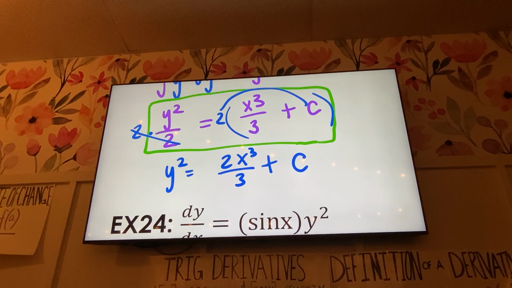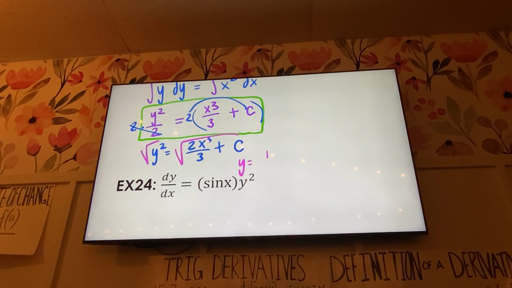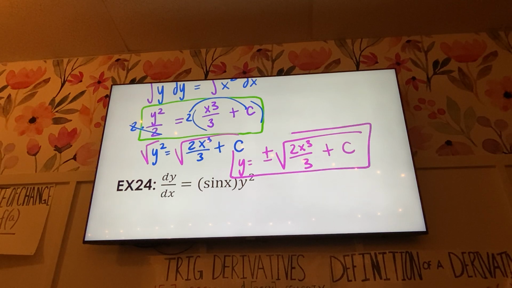All right, now y is not by itself yet. What would be your next step? Square root. Every time you square root, you got to do what? Plus or minus. And so your solution solved for y is y equals plus or minus the square root of 2x cubed over 3 plus c. And that's the second thing I have boxed on my answer key.